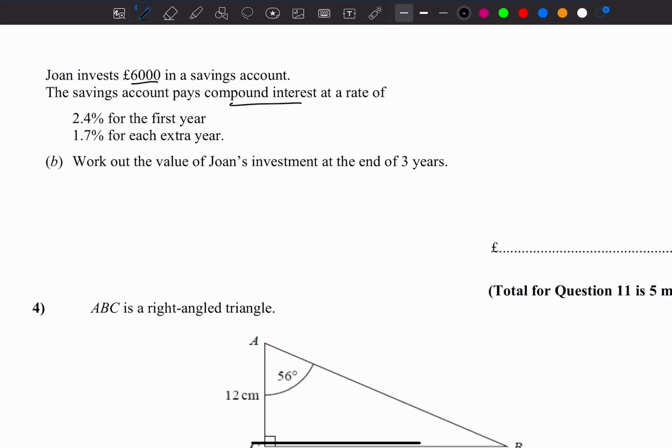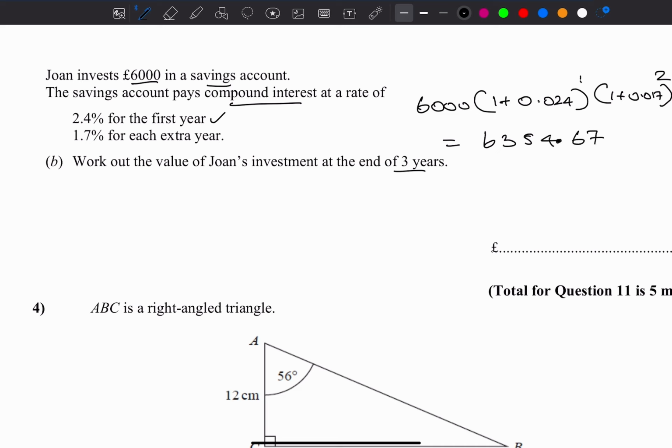Compound interest. Deposit is 6,000. Because it's put in a savings account, it's 1 plus 2.4%, which means 0.024, to the power of how many years? 1 year. The next one is 1 plus 0.017 to the power of how many years? Total is 3 years, so how many? 2 more years, to the power 2. Answer to 2 decimal places, 6354.67. Okay, 2 decimal places because it's a money calculation.